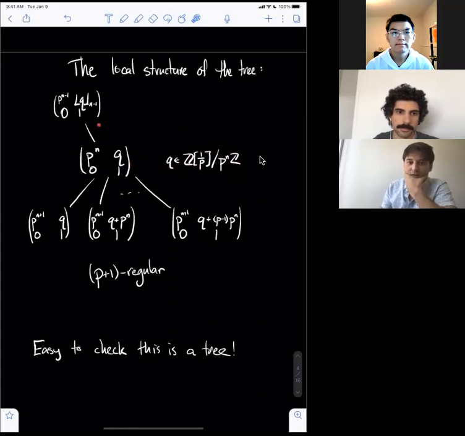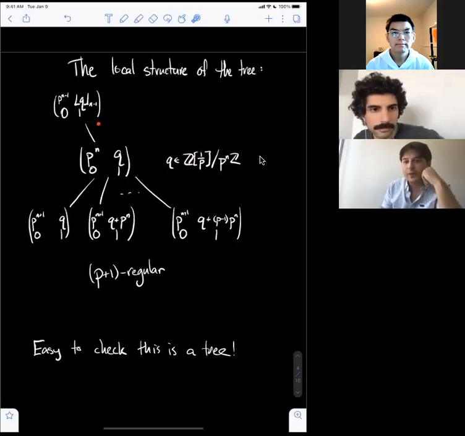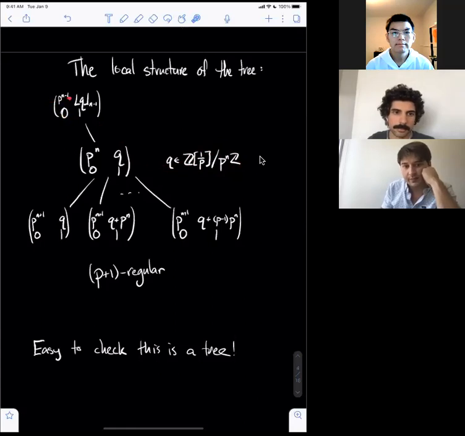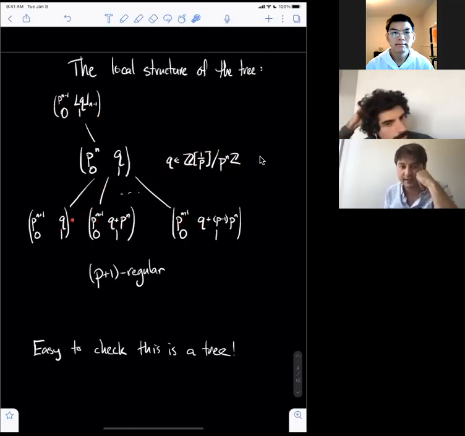And there's going to be one vertex above it in the tree, which is truncate just a bit earlier. And then there's going to be p below, which correspond to the p different ways to add a multiple of p to the n in this set. Okay, so we have this n plus first level, and this is q plus 0 p to the n, q plus 1 p to the n, q plus p minus 1 p to the n.